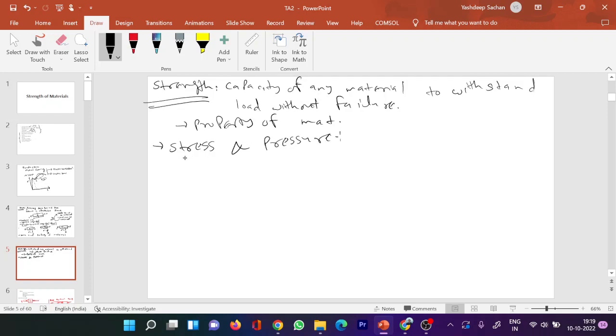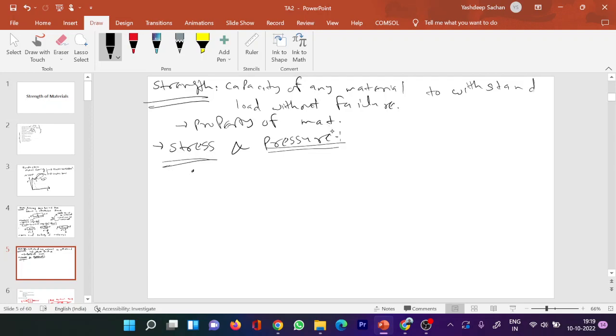Because stress is force per unit area, and pressure is also force per unit area, right? In all directions, perpendicular to the surface, right? So what is the difference between these? Can anyone tell? Pressure is normal to the surface, and stress will be on any plane.